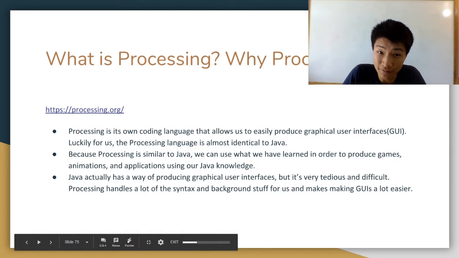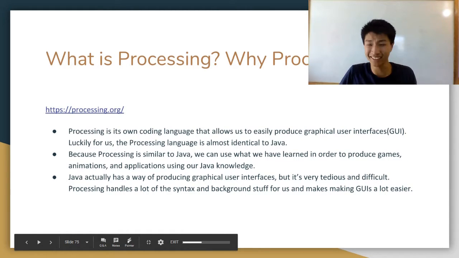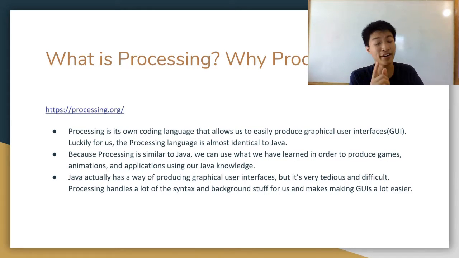So now luckily for us, we don't have to learn a completely new language, right? The processing language is very similar, if not identical, to Java in a lot of ways. Now, because processing is similar to Java, we can use what we have learned in order to produce games, animations, applications, and many more using just our Java knowledge and a little bit more.